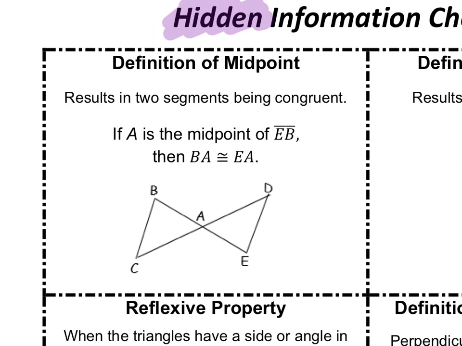The first piece of hidden information is talking way back about midpoints. A midpoint is the middle of a segment, so it results in two segments being congruent. If we know that A is the midpoint of EB, then it's telling me that immediately BA is congruent to EA. That's because this is the midpoint. So if it tells you it's the midpoint, it's actually telling you two sides are congruent because they're the same.